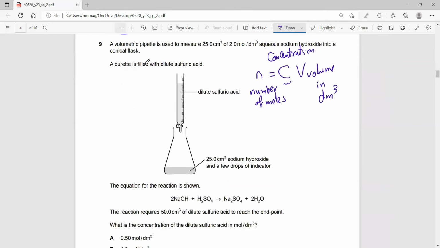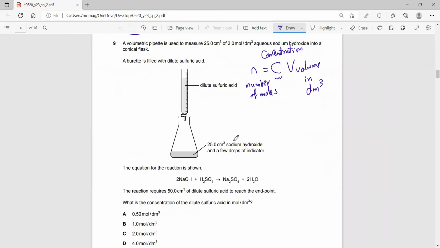Question 9 is a bit lengthy, so please focus and use your calculator as well. Here we have a neutralization reaction between sodium hydroxide and sulfuric acid. Firstly, we need to determine the number of moles used by each one, then concentration, or the other way around. The question will guide us.